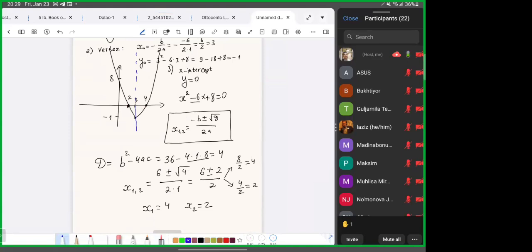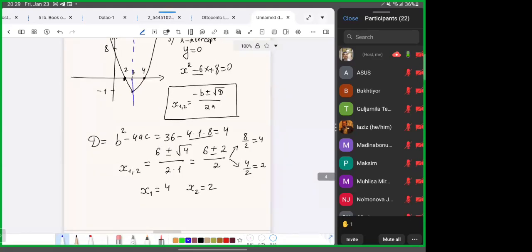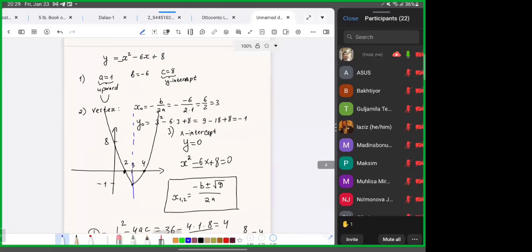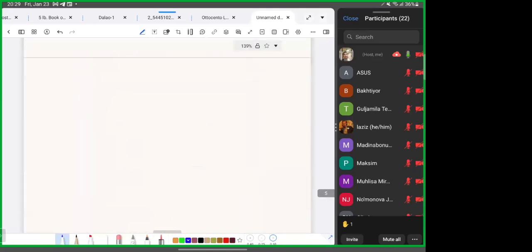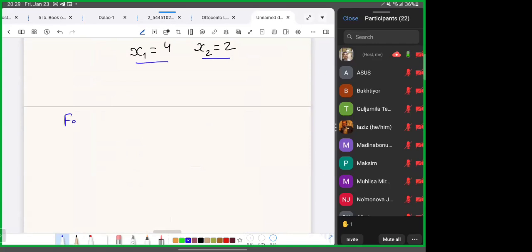Very good, guys. Very good. Like this. Okay. By the way, guys, when your parabola is given, it can be written in factor form. How can it be written? When you know the solutions, now we go to the factor form. What is the factor form?